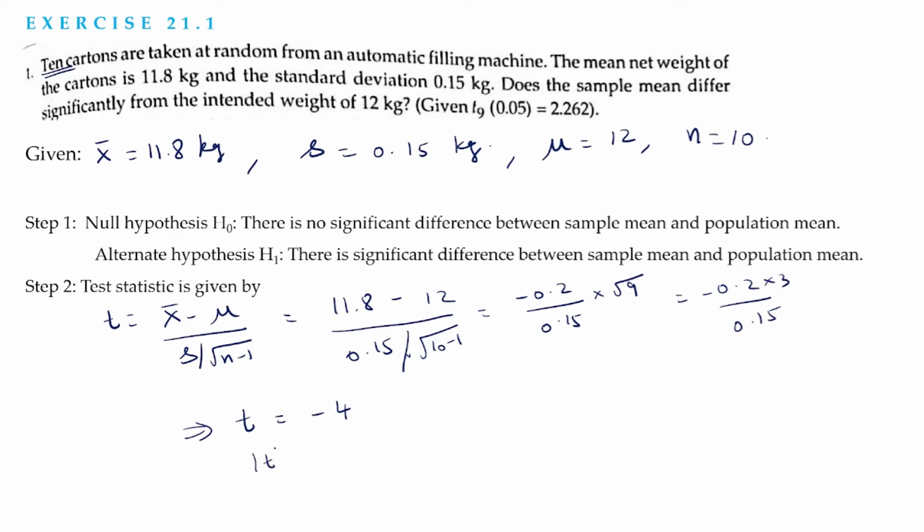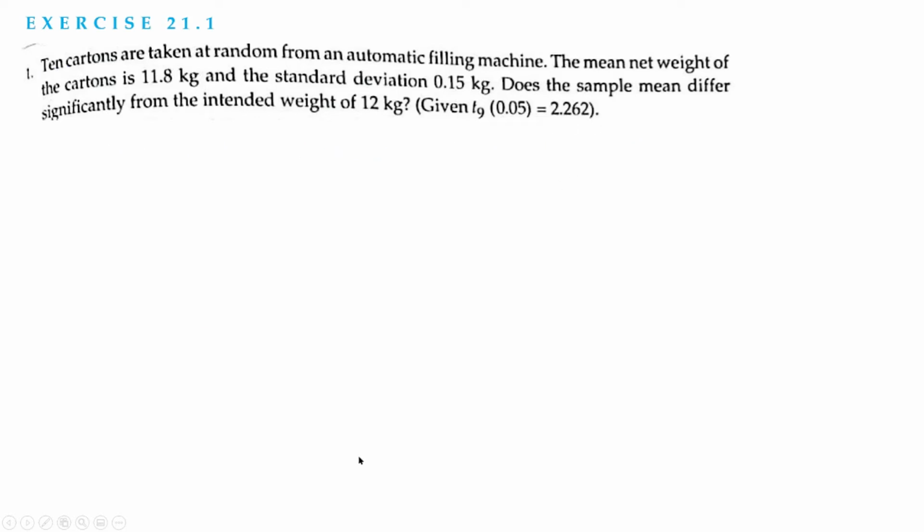Now since t is negative, we need to have mod t. Mod t is 4. Now we have to compare this mod t with the tabulated value at 5% level of significance and 9 degrees of freedom. Here we can see that this 4 is more than 2.262. So as a result, we have to reject H0.